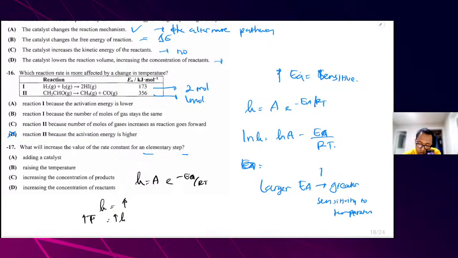So what will increase the value of the rate constant K? Only K. Which one increases K? Adding a catalyst will increase K. Number 17: adding a catalyst lowers EA. A catalyst lowers the activation energy.